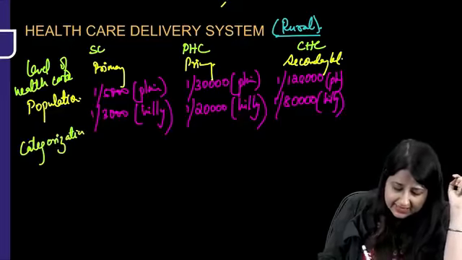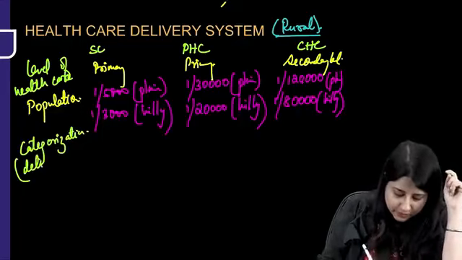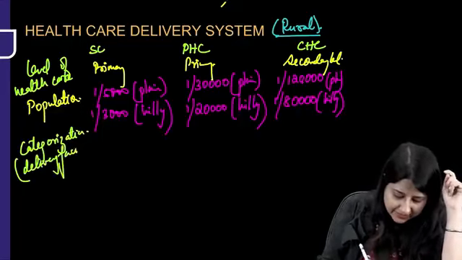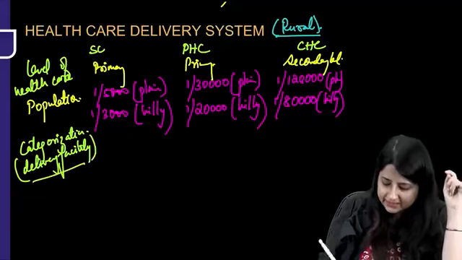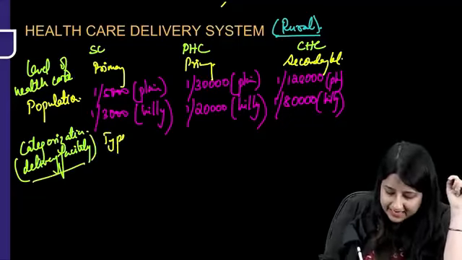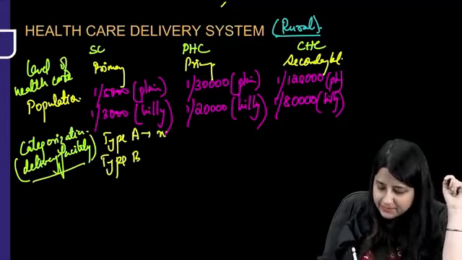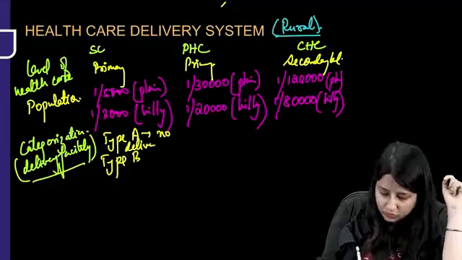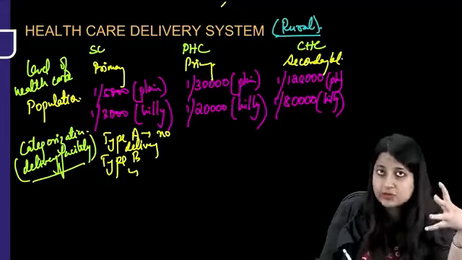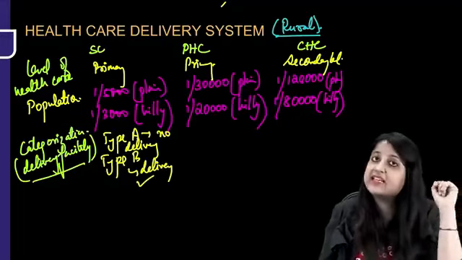Always remember, categorization is being done based on delivery option or delivery facility. Okay, so is a sub-center categorized further? Yes. So remember, there is a type A sub-center and there is a type B sub-center. Type A sub-center is where no delivery option is provided. In a type B sub-center, delivery facility is provided.